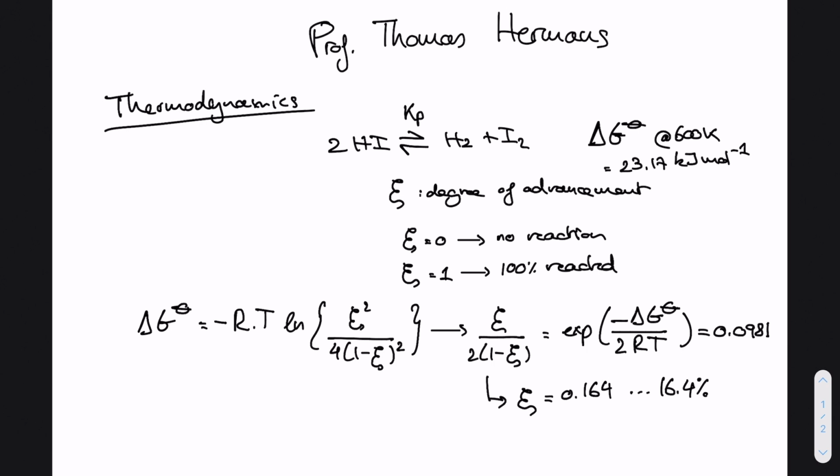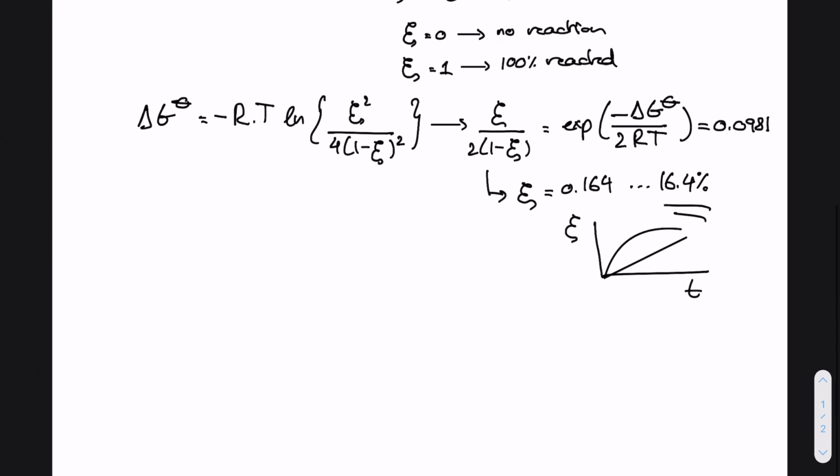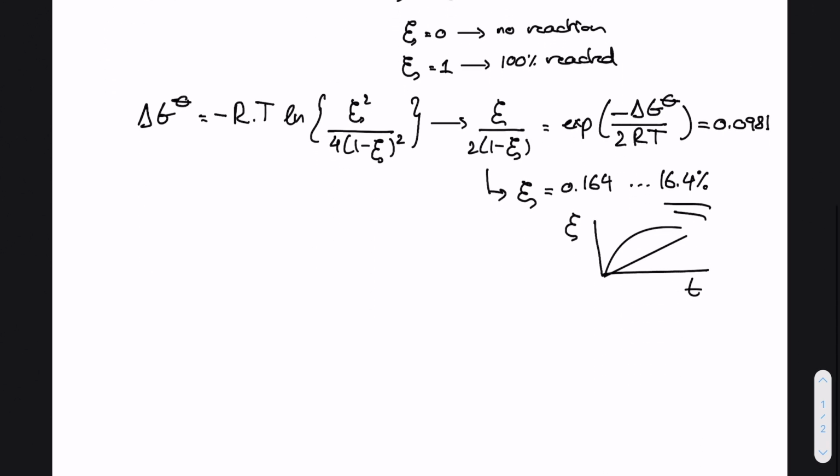So that's thermodynamics, right? We know the degree of advancement of a reaction, but we have no idea how this degree of advancement goes versus time. Does it go linear? Does it go like this? We have no idea. So that's where kinetics comes in. Okay, so let's start with a very simple case.